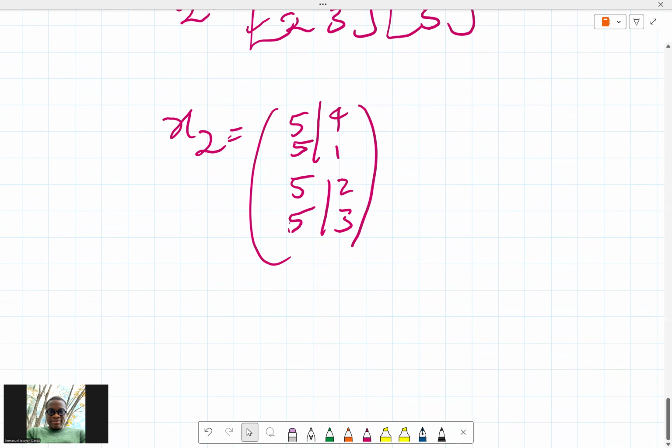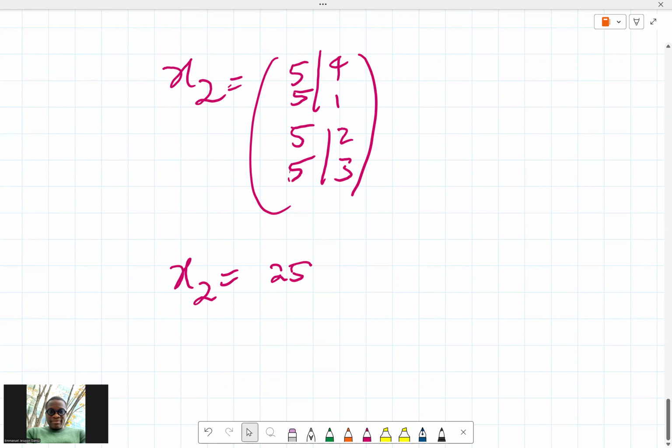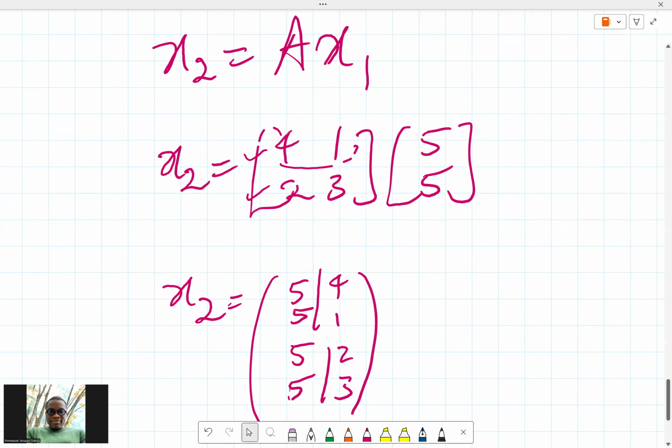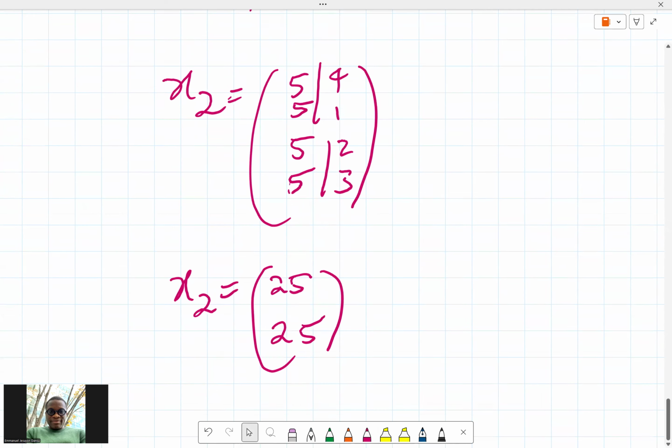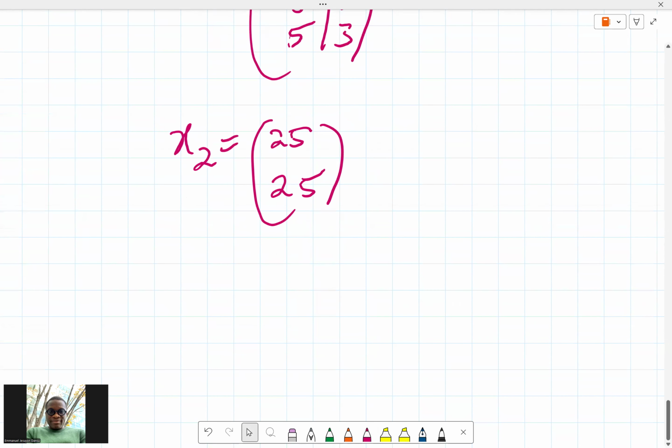So now x2 is equal to 5 times 4 is 20. 20 plus 5, that's 25. And then 5 times 2 is 10. 5 times 3 is 15, another 25. So we have this, okay. So that's x2. So we now need to go for lambda 2 again. So we go for lambda 2.